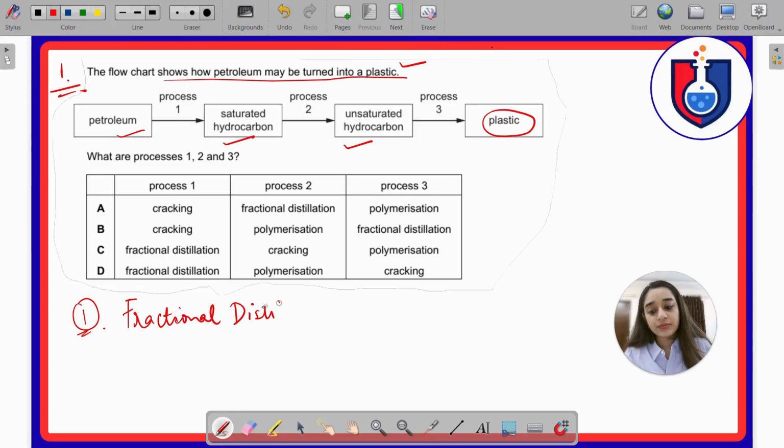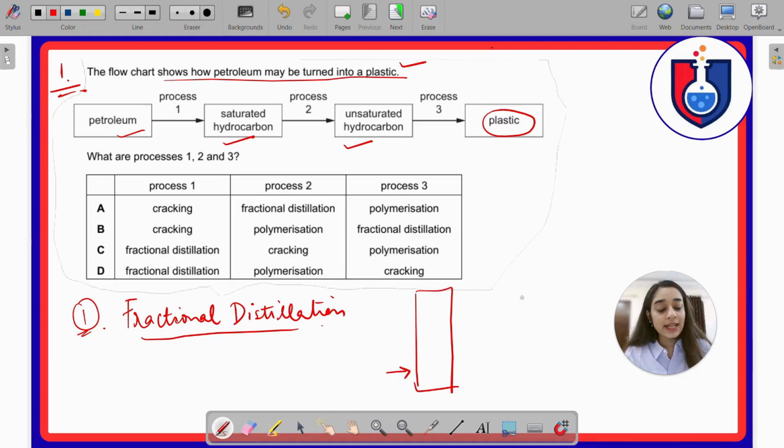Fractional distillation. So in this process, what happens is that we have this huge chamber. Petroleum is entered from here, also called crude oil, as mentioned in the diagram. According to the difference in boiling points, this crude oil gets separated into various components like petrol, diesel, naphtha, bitumen, and their uses are also given in the book, right? So remember, petroleum to saturated hydrocarbon is your fractional distillation, right?